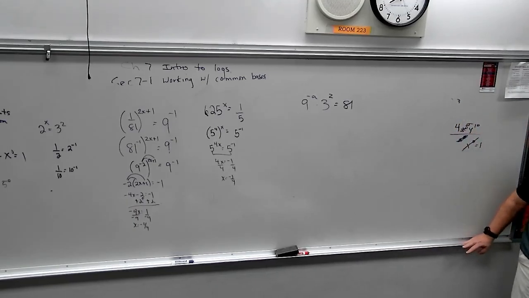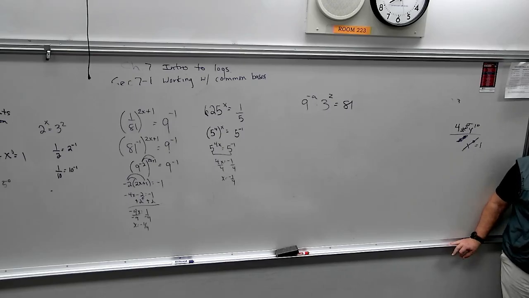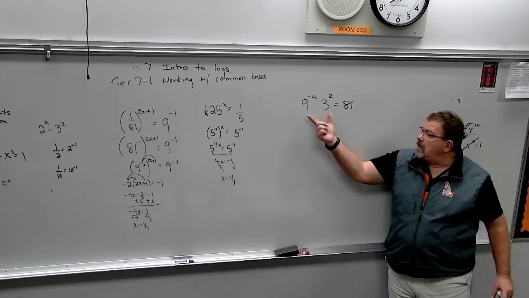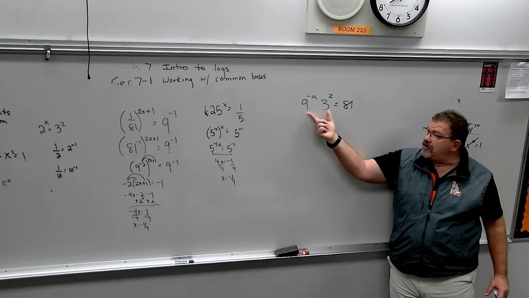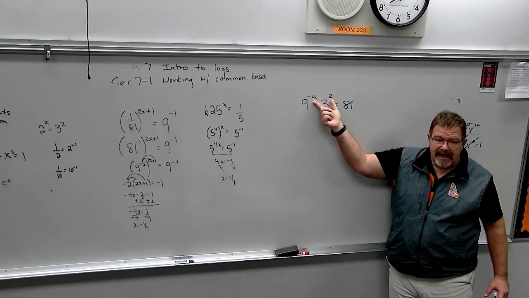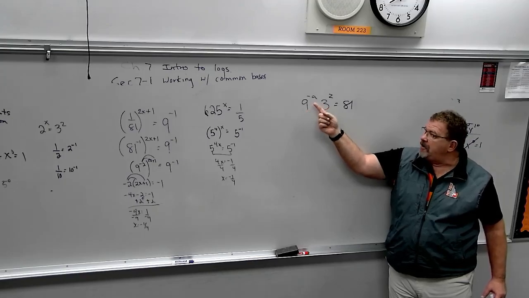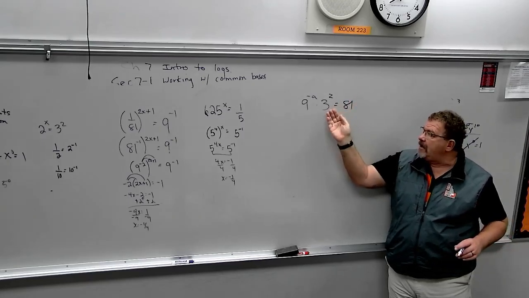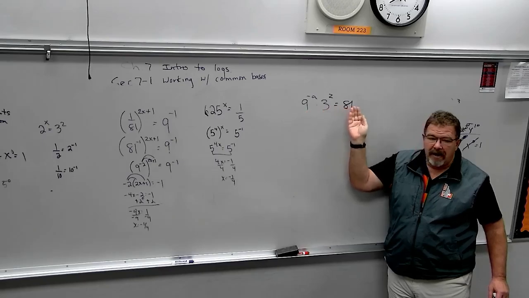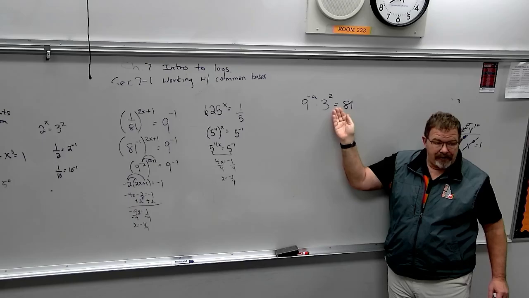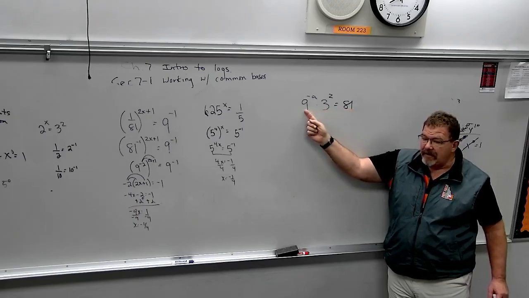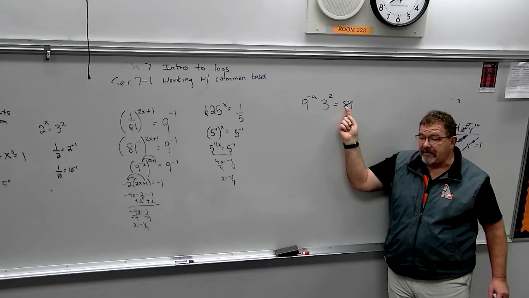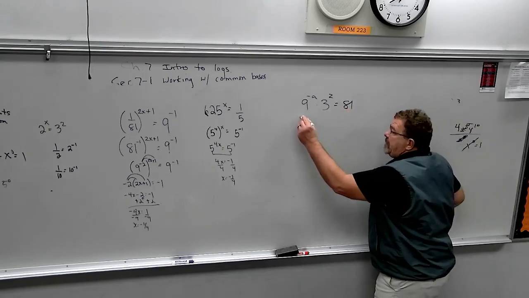9 to the negative a times 3 squared equals 81. So first off, since your bases are different, you can't add these together. You just can't say 9 to the negative a plus 2, for instance. As Aiden said, look at all your numbers. I can convert our numbers to what? Base 3. I can convert that to base 3, and that to base 3. So let's convert everything to base 3.